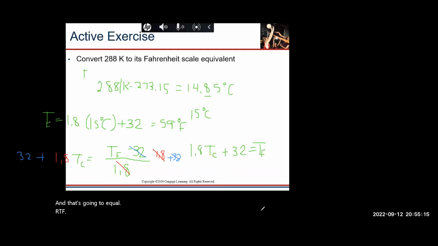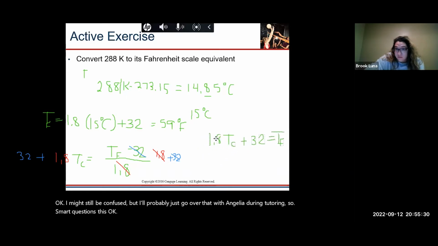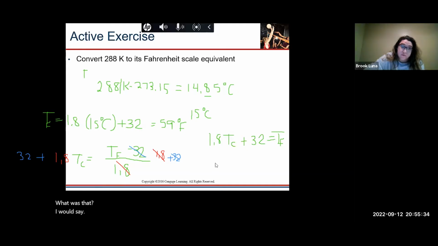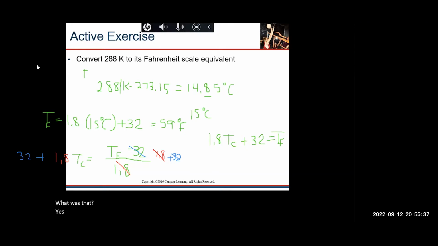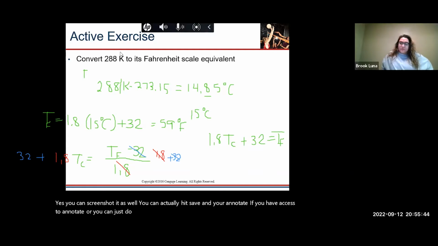I might still be confused, but I'll probably just go over that with Angelia during tutoring so I can practice more equations like this. I'm screenshotting that because I'm not gonna remember. Yes, you can hit save and annotate if you have access to annotate, or you can do a normal screenshot. It's in my folder. Oh yeah, I forgot screenshot.